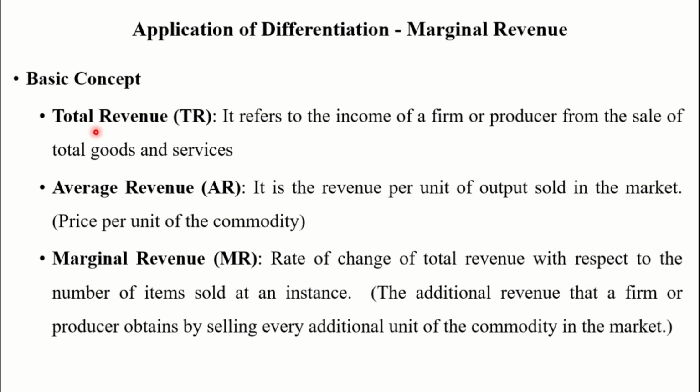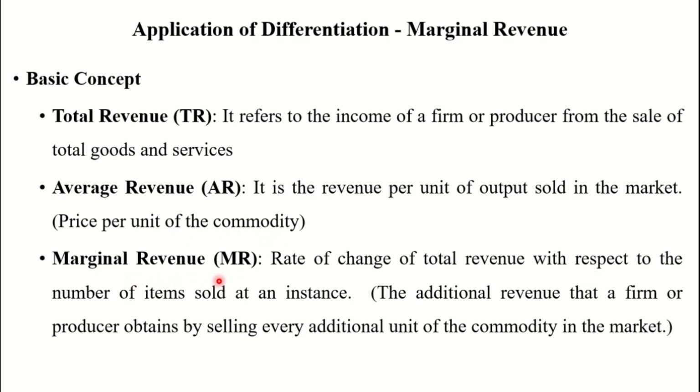Okay. What is meant by revenue? The total revenue refers to the income of a firm or producer from the sale of total goods and services. Then what is average revenue? Average revenue is the revenue per unit of output sold in the market. That is also called the price per unit of the commodity.